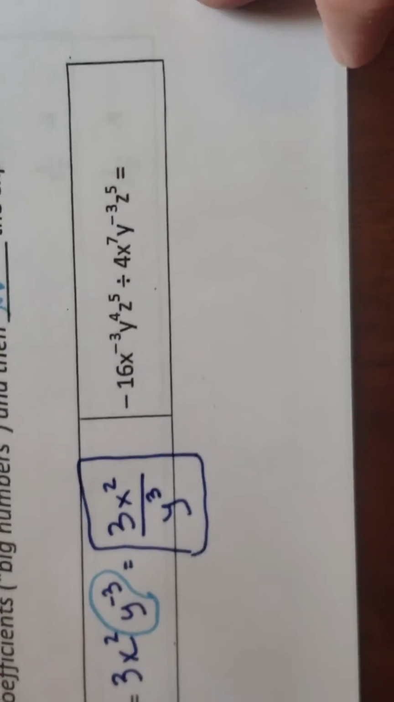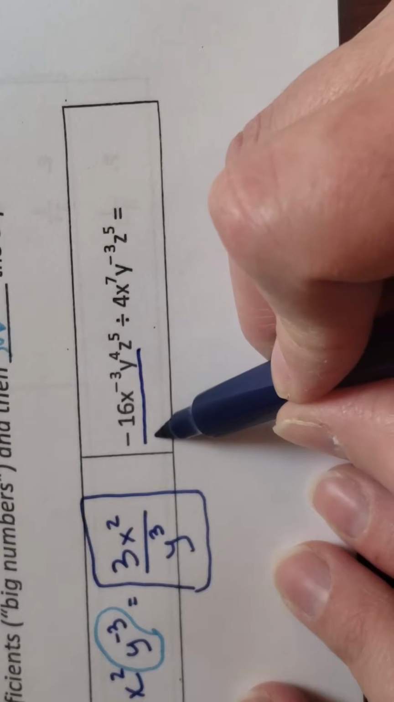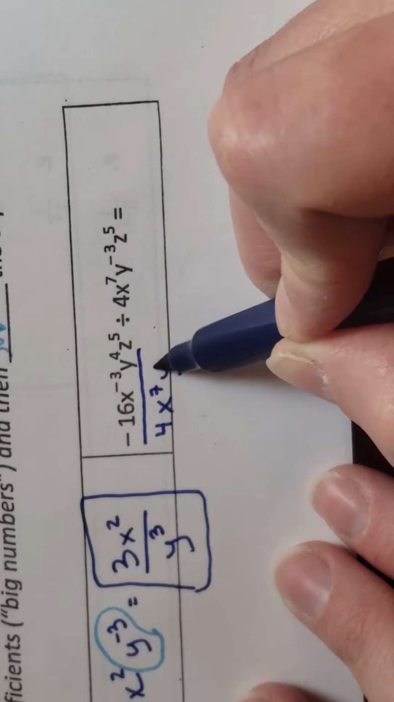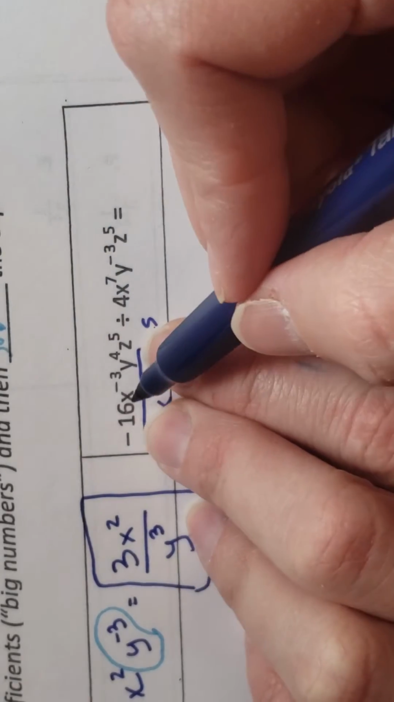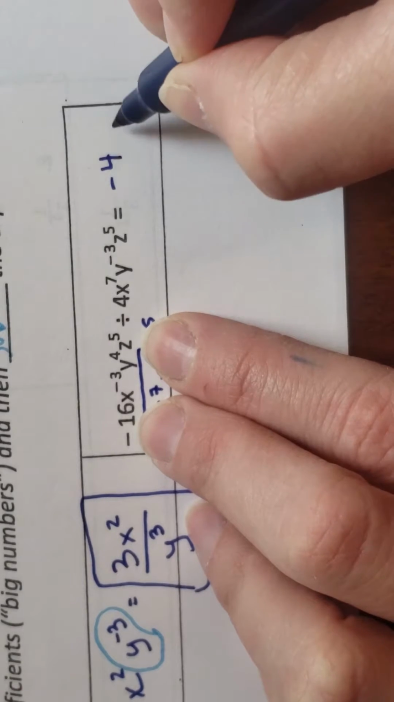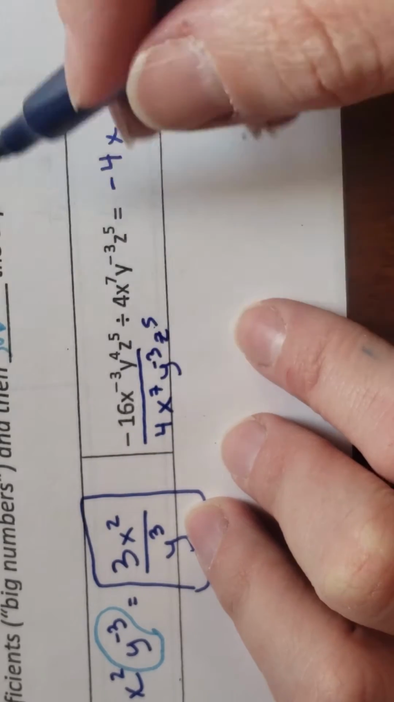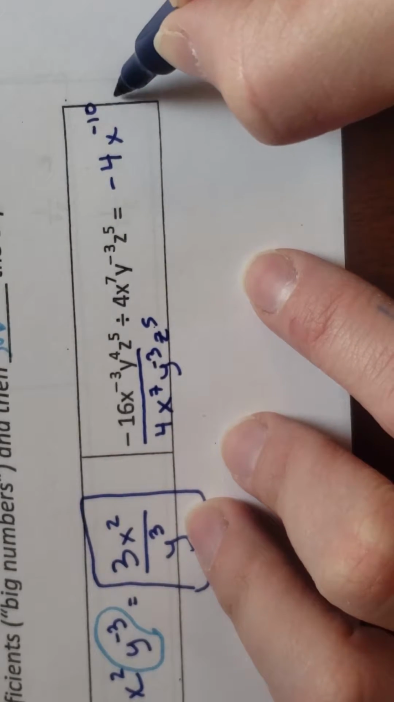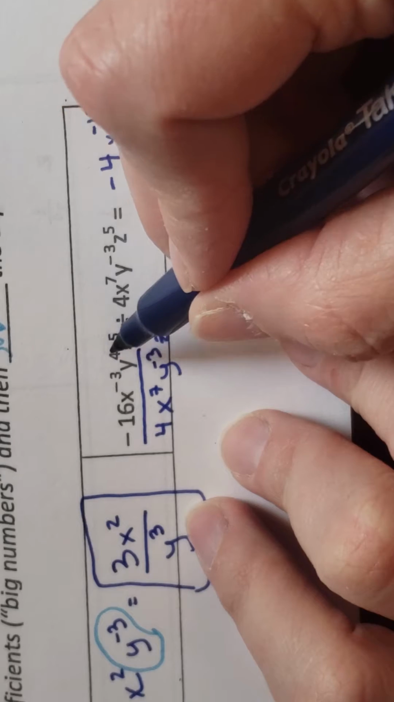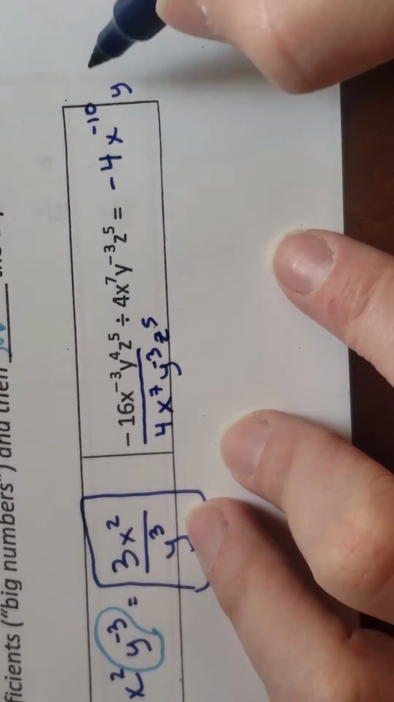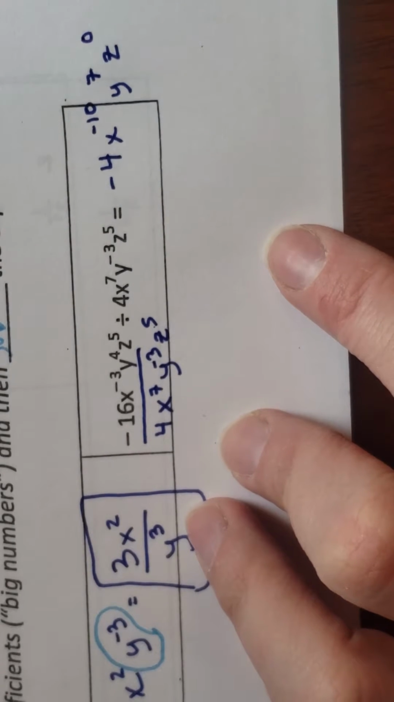Let's try another one. Now this one you can either work horizontally or you can draw a line underneath this and write in 4x to the 7th, y to the negative 3rd, z to the 5th, whichever you want. All right, negative 16 divided by 4 is negative 4, and now the x's. Negative 3 minus 7 is negative 10. Now the y's. 4 minus negative 3 is really 4 plus 3, 7. And z. 5 minus 5 is 0.